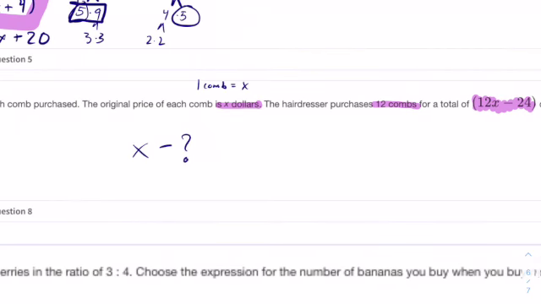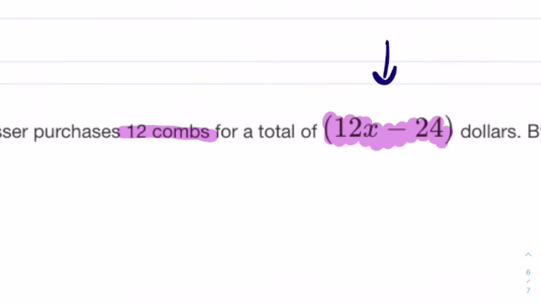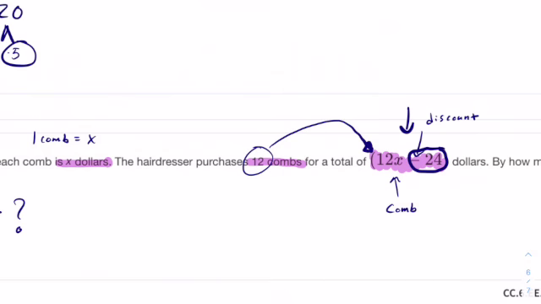So it says that the hairdresser purchases 12 combs for this price here. And so I just got to examine this little bit here and see what I know. x, I remember, was the price of a comb. And it tells me that she buys 12 combs, so that must be where that 12 comes from, right? The minus sign there, what was that in reference to? Do you remember? It was the discount. And then how much is this person saving on combs? They must be saving this $24 right there. So on 12 combs, they save $24.